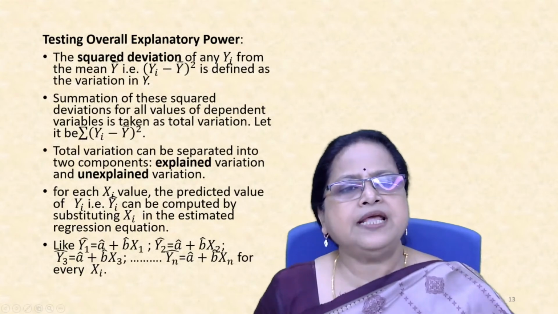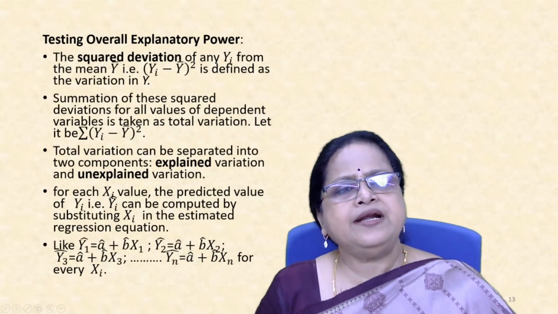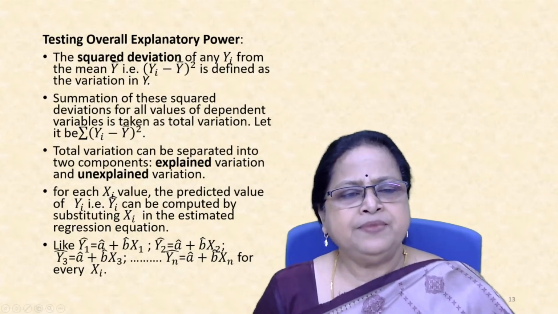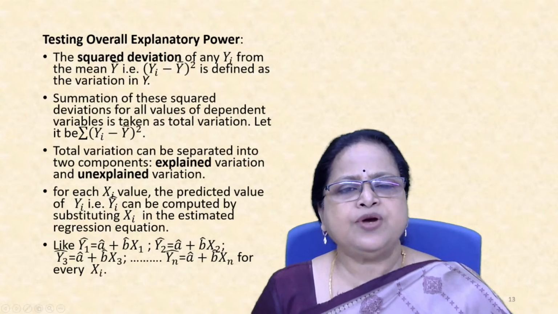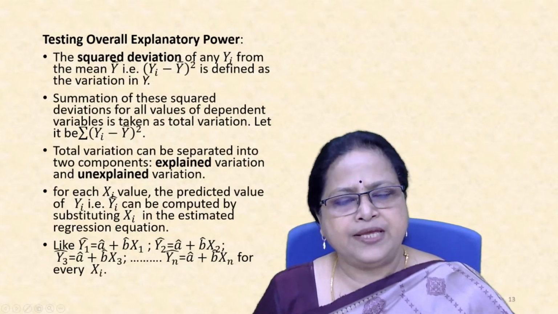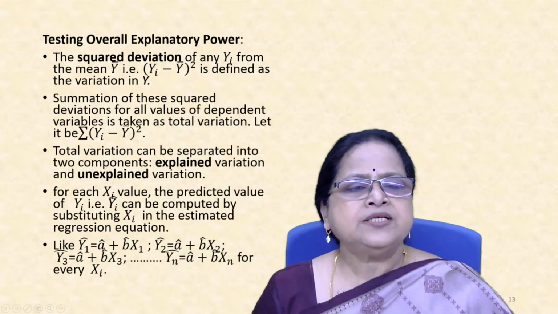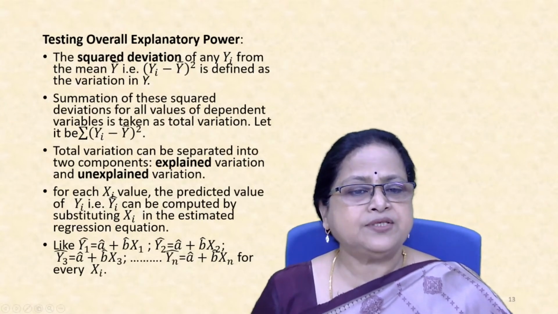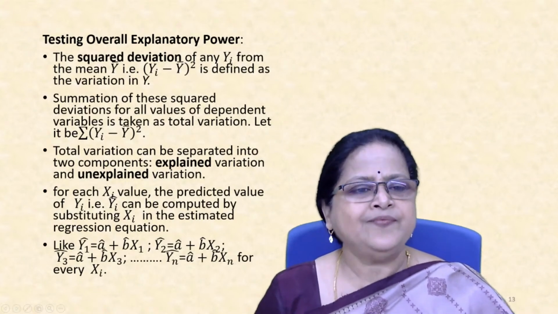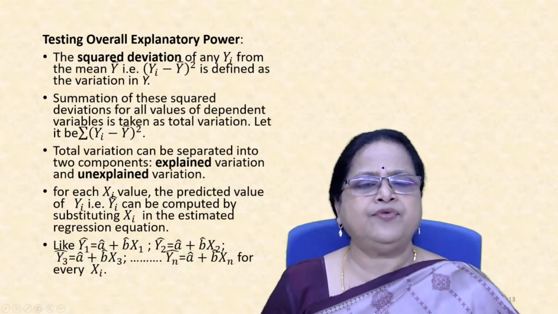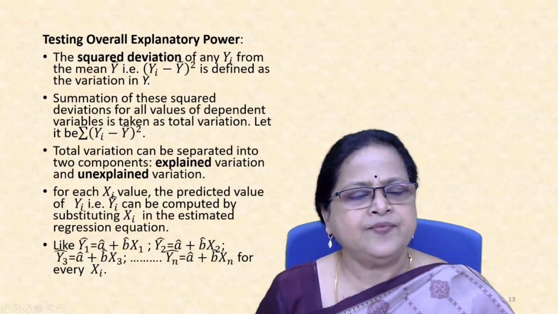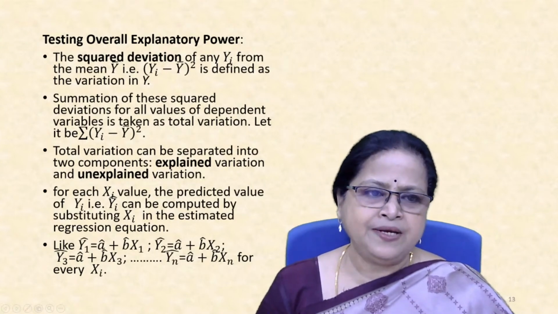Now, testing the overall explanatory power: the squared deviation of any yi from the mean y bar, that is yi minus y bar whole square, is the variation in y for each value of y. The summation of all these squared deviations for all values of the dependent variable is taken as the total variation in y. That is, summation of yi minus y bar whole square.